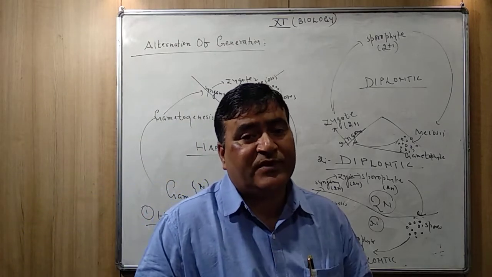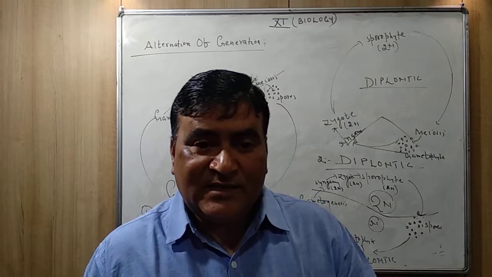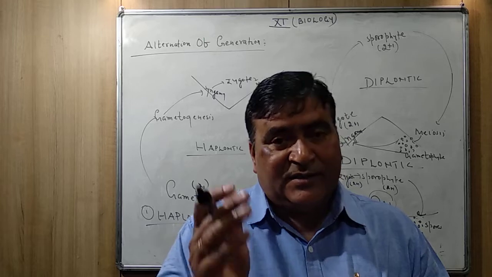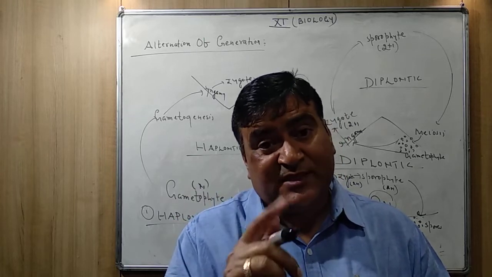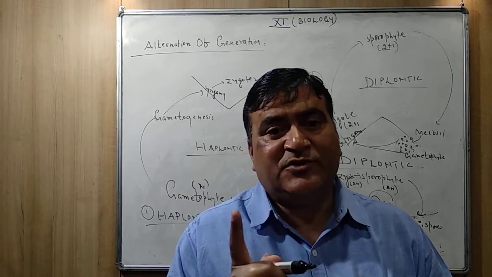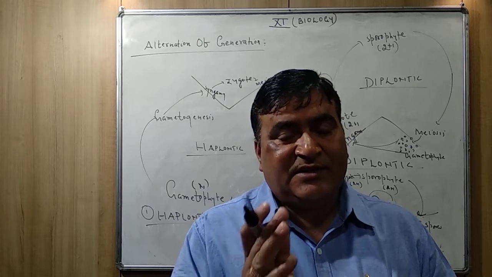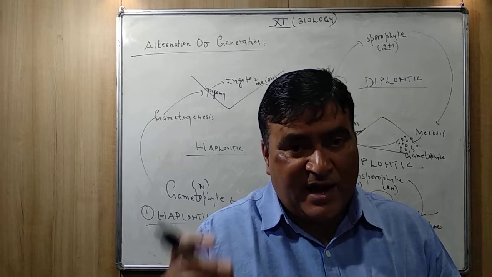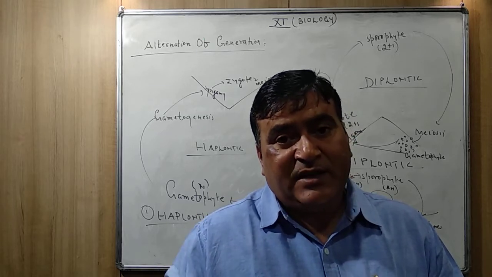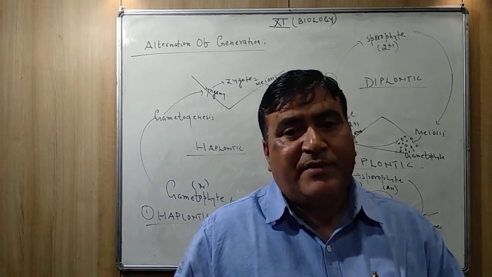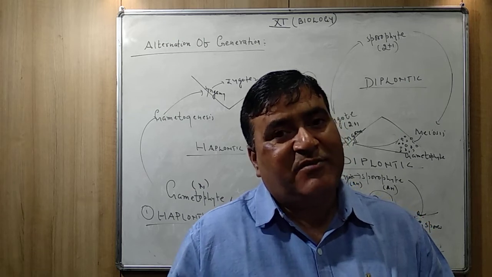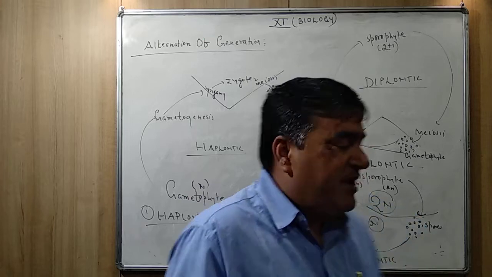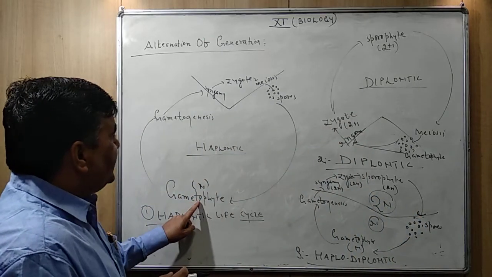As I told you, in all the cells, the number of sets of chromosomes is single. There is a single set of chromosomes, and because of the single set of chromosomes, the cells are said to be haploid. And because of the haploid cells in the main plant body, the plant body is said to be gametophyte. So the main plant body is what? Gametophyte.